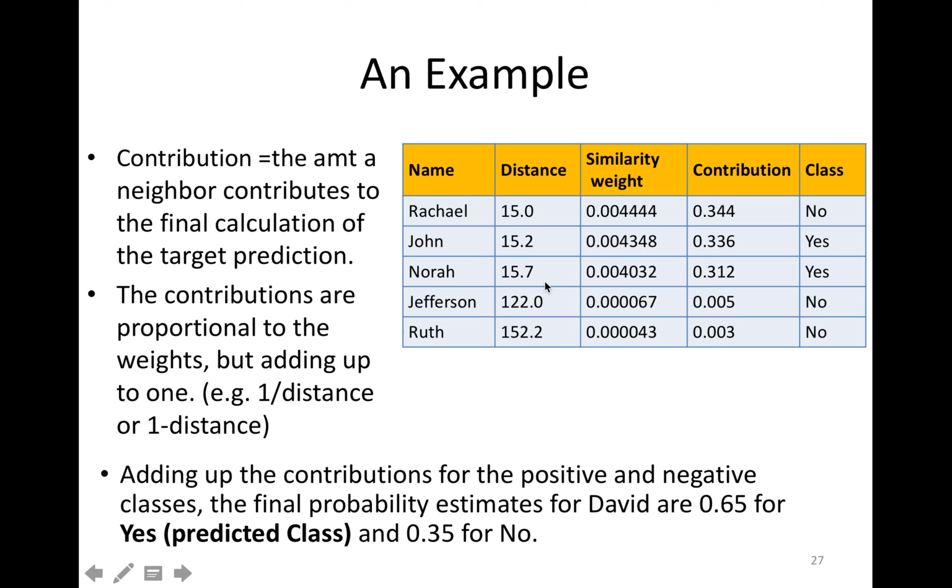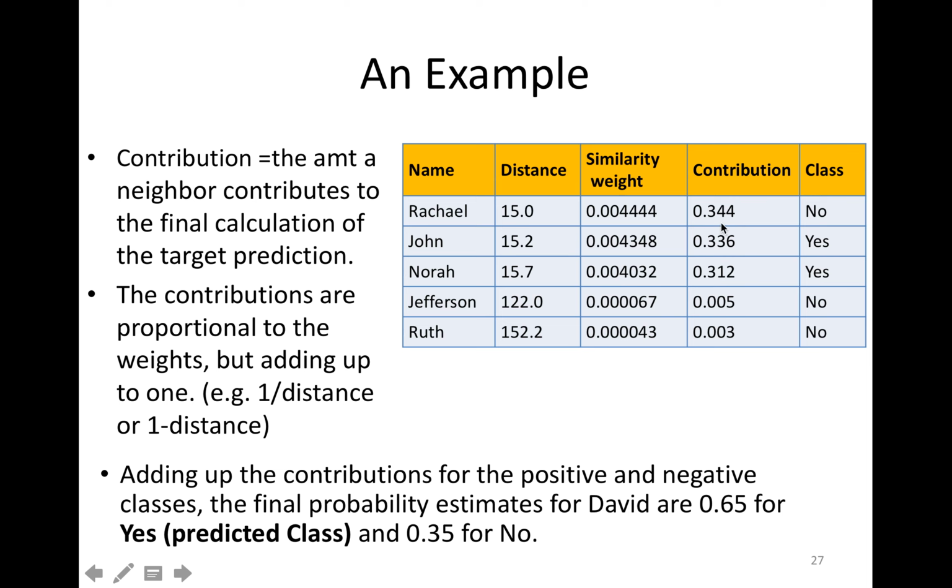However, this can be adjusted. To be more fair, we can say, hey, even though k equals 5, Jeff and Ruth are not as close as the other 3. So let's adjust their weight based on their distance to David. Okay, so the weights of them to David are adjusted. You can see a higher distance gets a lower weight, and a shorter distance gets a higher weight. And you can use different functions to derive this.